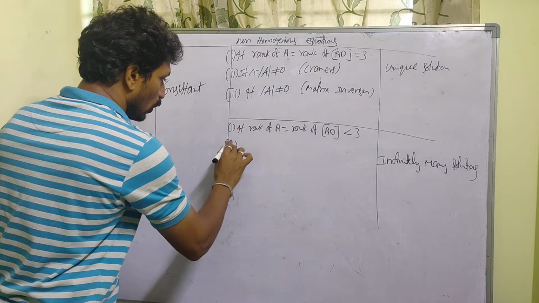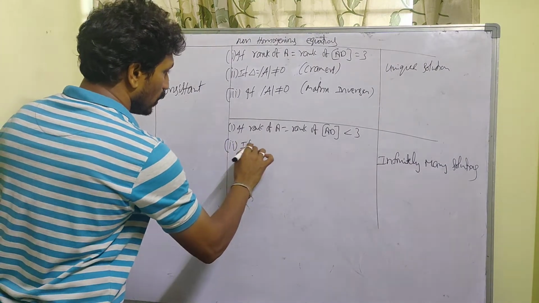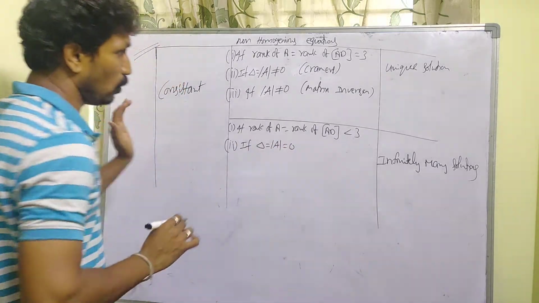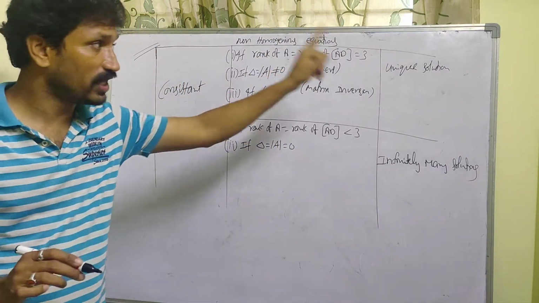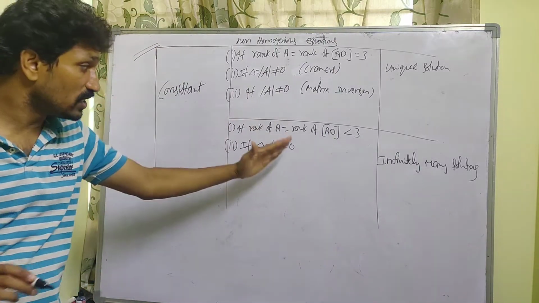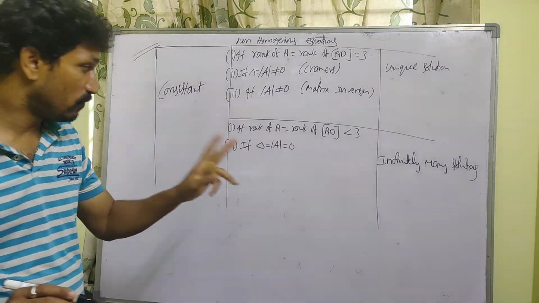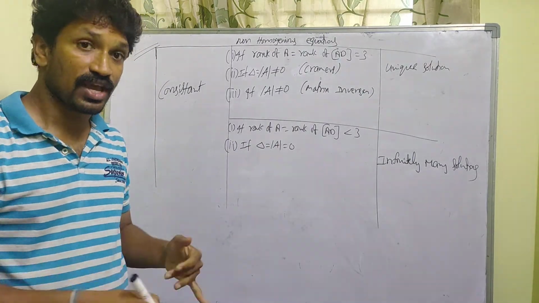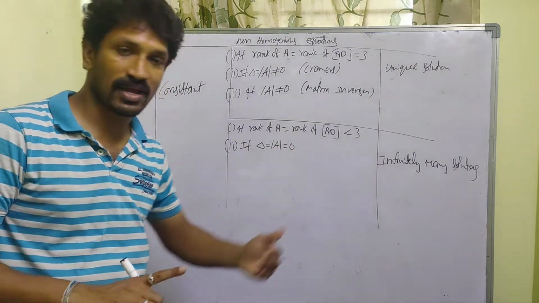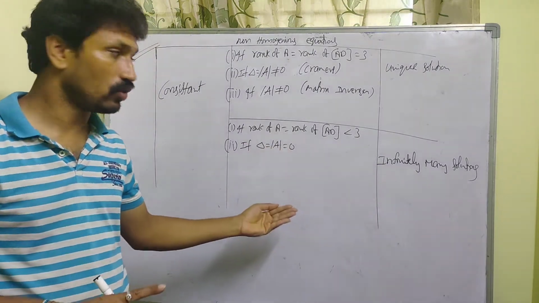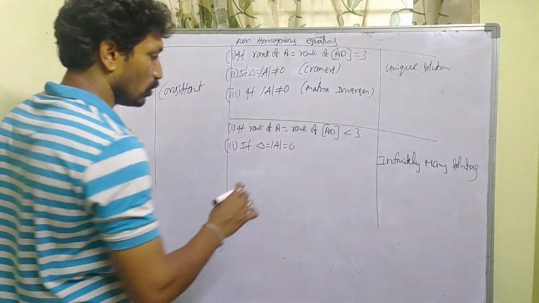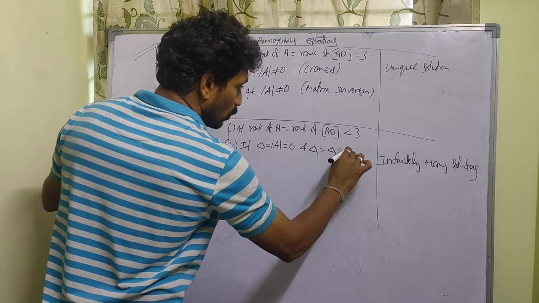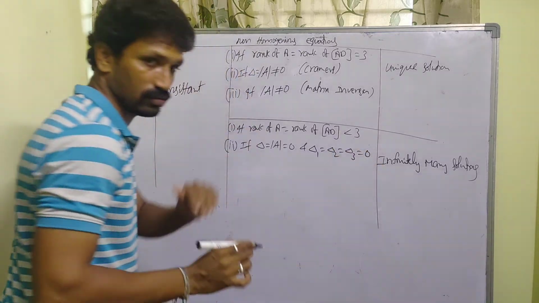According to Cramer's method, if delta, that is nothing but determinant of A, is not equal to 0, it has a unique solution, consistent. If it is equal to 0, there are two cases. If delta is equal to 0, it may be consistent or inconsistent. If it is consistent, it means infinitely many solutions. When it has infinitely many solutions, delta is equal to 0 and delta 1, delta 2, delta 3 are all zeros.